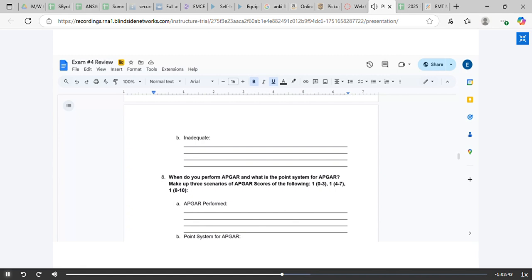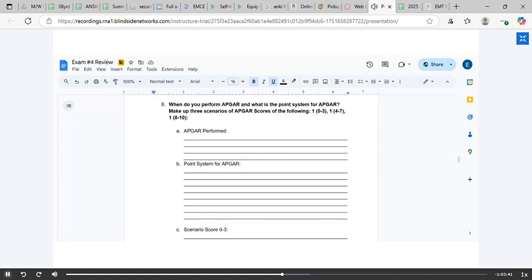Okay. So the APGAR score, this is the score that we use to assess our newborn. And we do it at 1 minute postpartum and then 5 minutes postpartum, okay? So let's talk about the APGAR score itself. So APGAR is 5 things. You have appearance, pulse, grimace, activity, and respirations, okay?